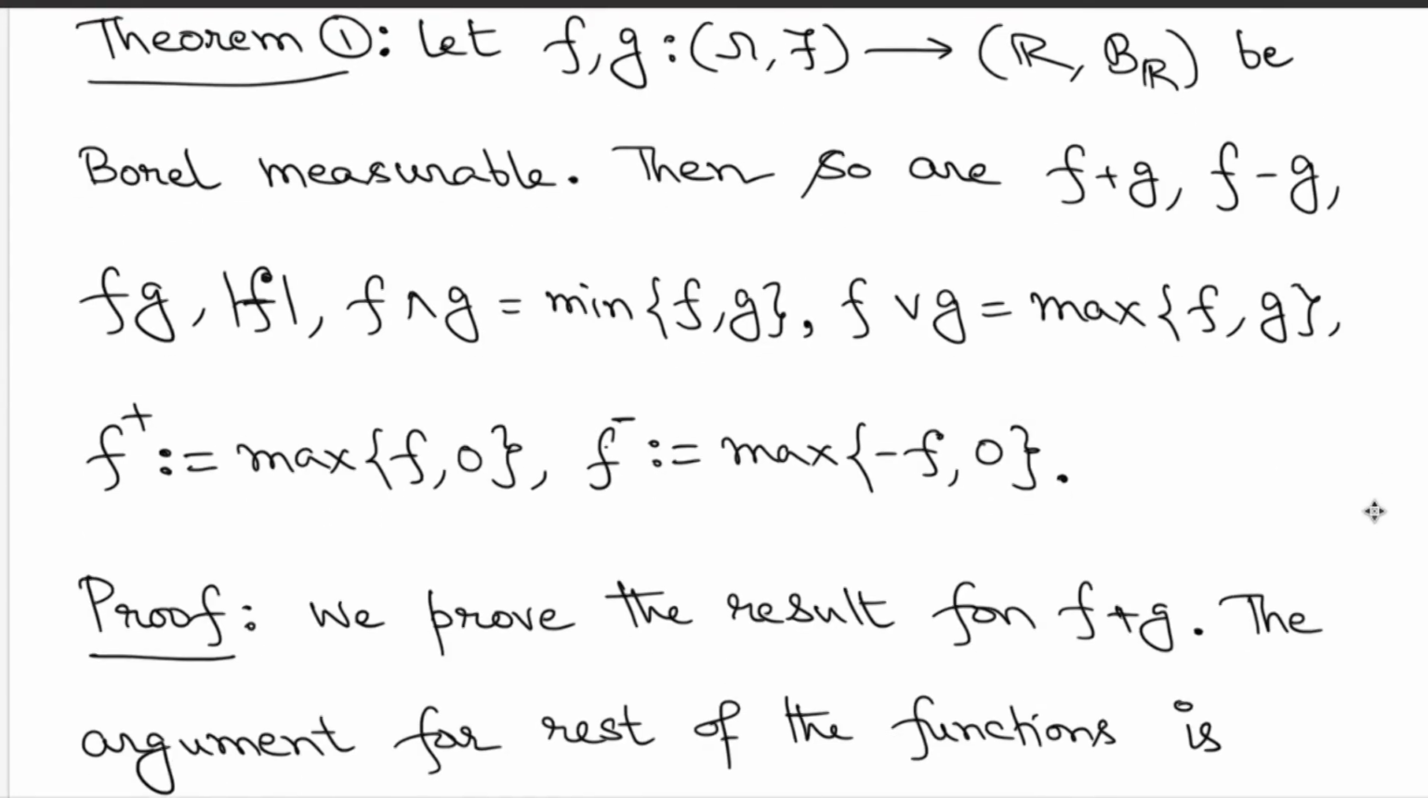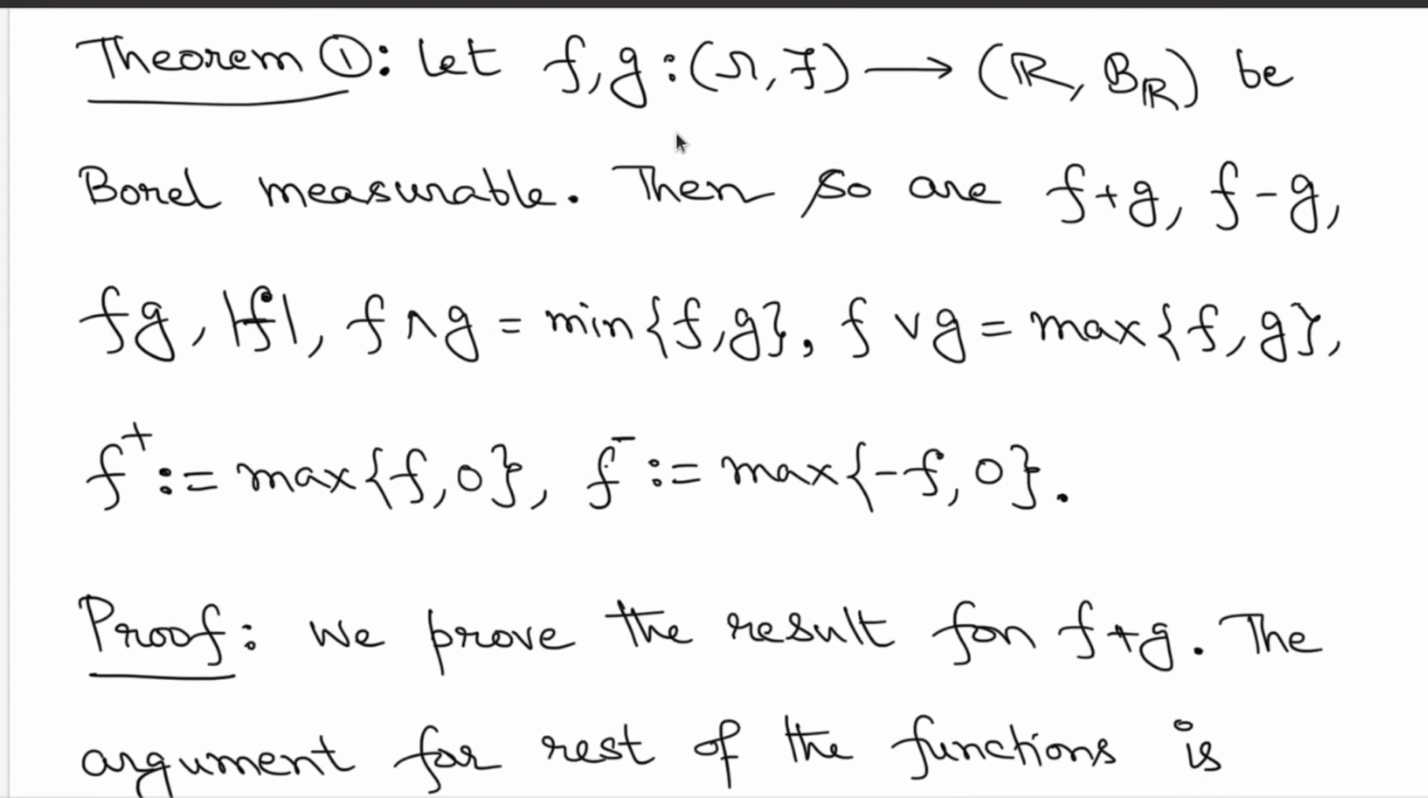So what is this? Look at functions f comma g defined on the same measurable space and taking values in the real line. These are given to be Borel measurable functions. Then look at other functions like this. So look at f plus g. How is f plus g defined?